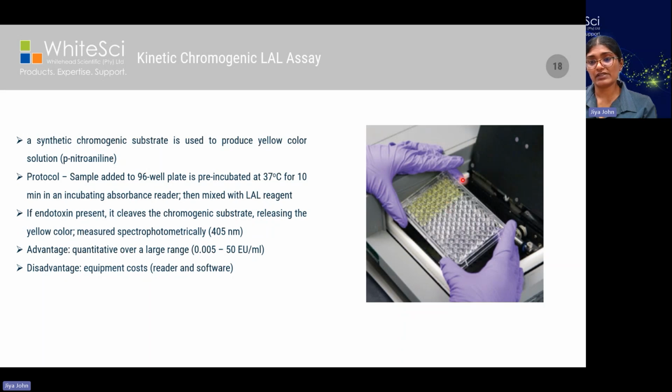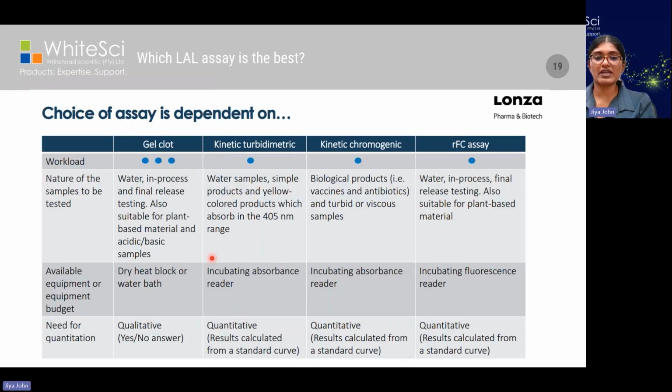The presence, you will see the yellow color forming. So this indicates the presence of endotoxin. The advantage, again, it is quantitative over a large range, which is 0.05 to 50 EU per ml. That is with standard curve range. Disadvantage is you would need an incubating absorbance reader and also a software to help you measure the endotoxin concentration.